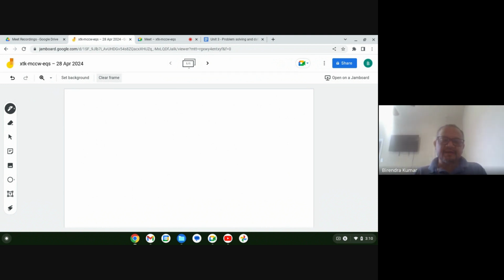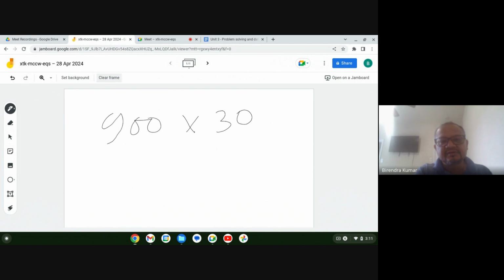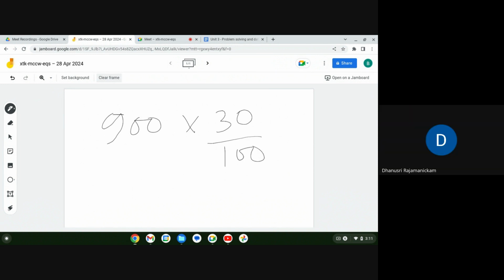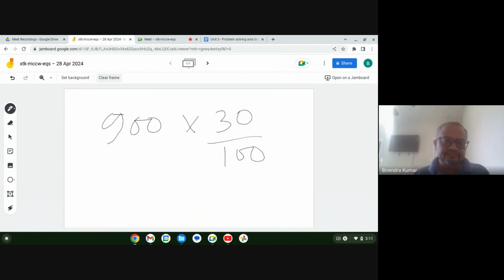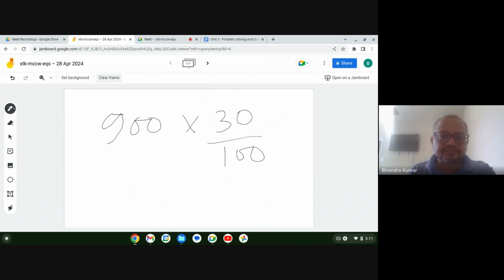Now let's play with that a little bit more. Be ready with your pen and paper. If I say find out 30% of 900, how much will that be? 30% of 900. I got 270. That is right. So this is pretty straightforward.